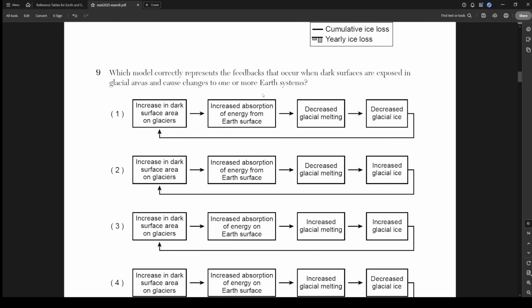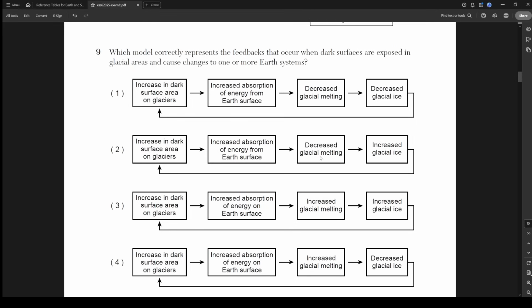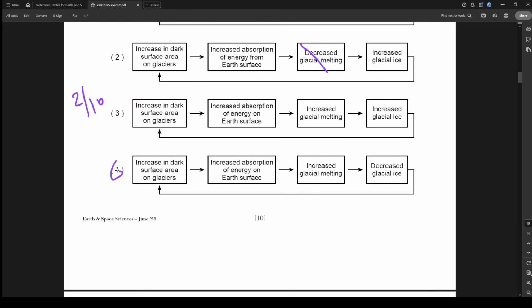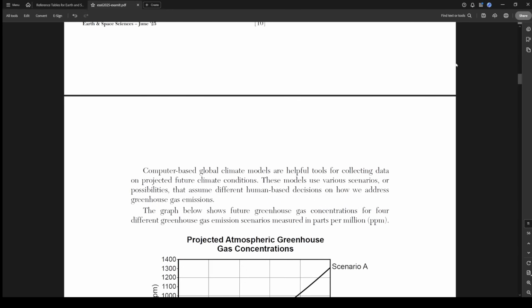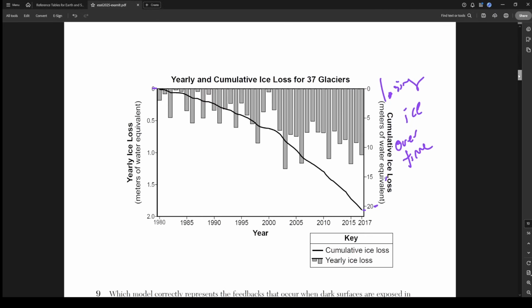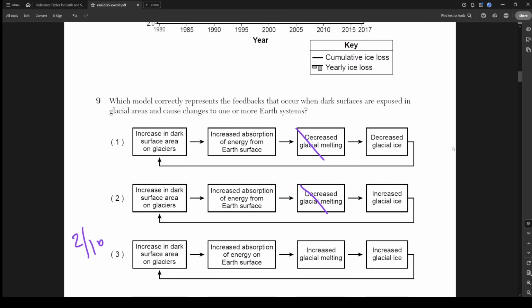If there's more energy absorbing, we're going to get more melting. So this is out and that's out. And then if there's more melting, there's less ice. Oh my god, that was so easy. I'm going to say this is a 2. That was really easy. Any other ones for that? Like, here's my thing. They had these 2 giant pictures for that one easy peasy question.